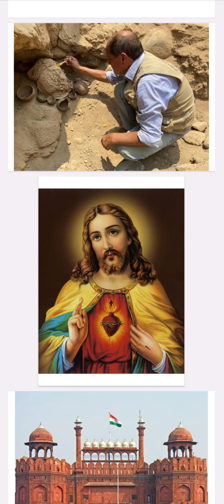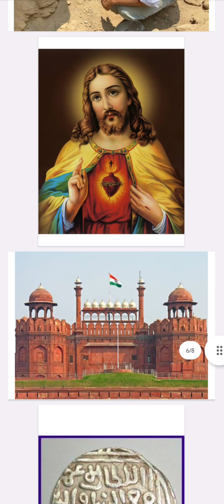Now, the next point is sources of ancient Indian history. Sources are clues that help in putting the past together. We learn about our ancient past from two groups of sources: archaeological sources and literary sources.